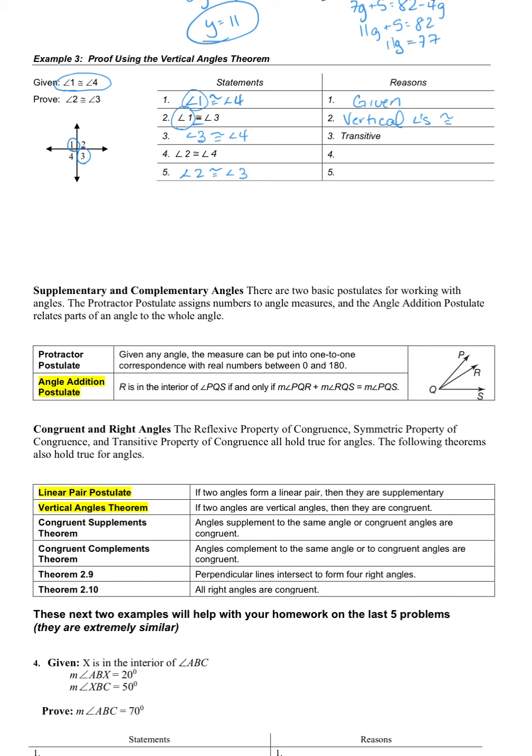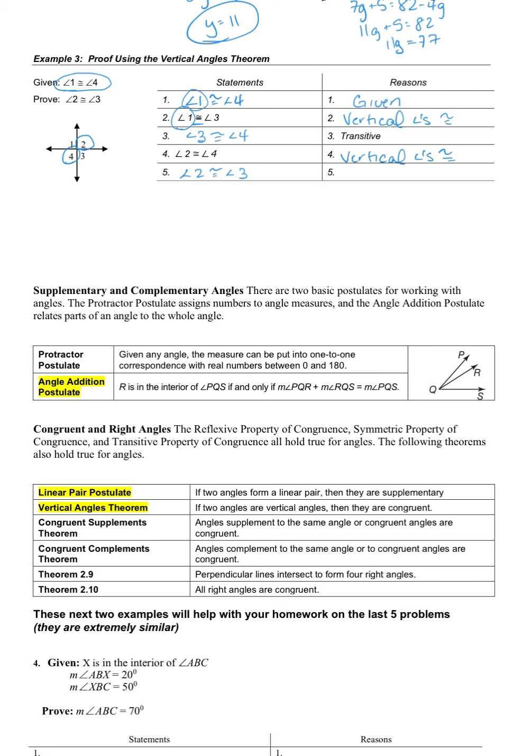Well, I haven't seen an angle 2 yet, so we're going to look at the picture and see if we can figure out where they picked up an angle 2. So there's the angle 2 and there's the angle 4. Well, those are vertical again, so it's the same reason. Vertical angles are congruent.